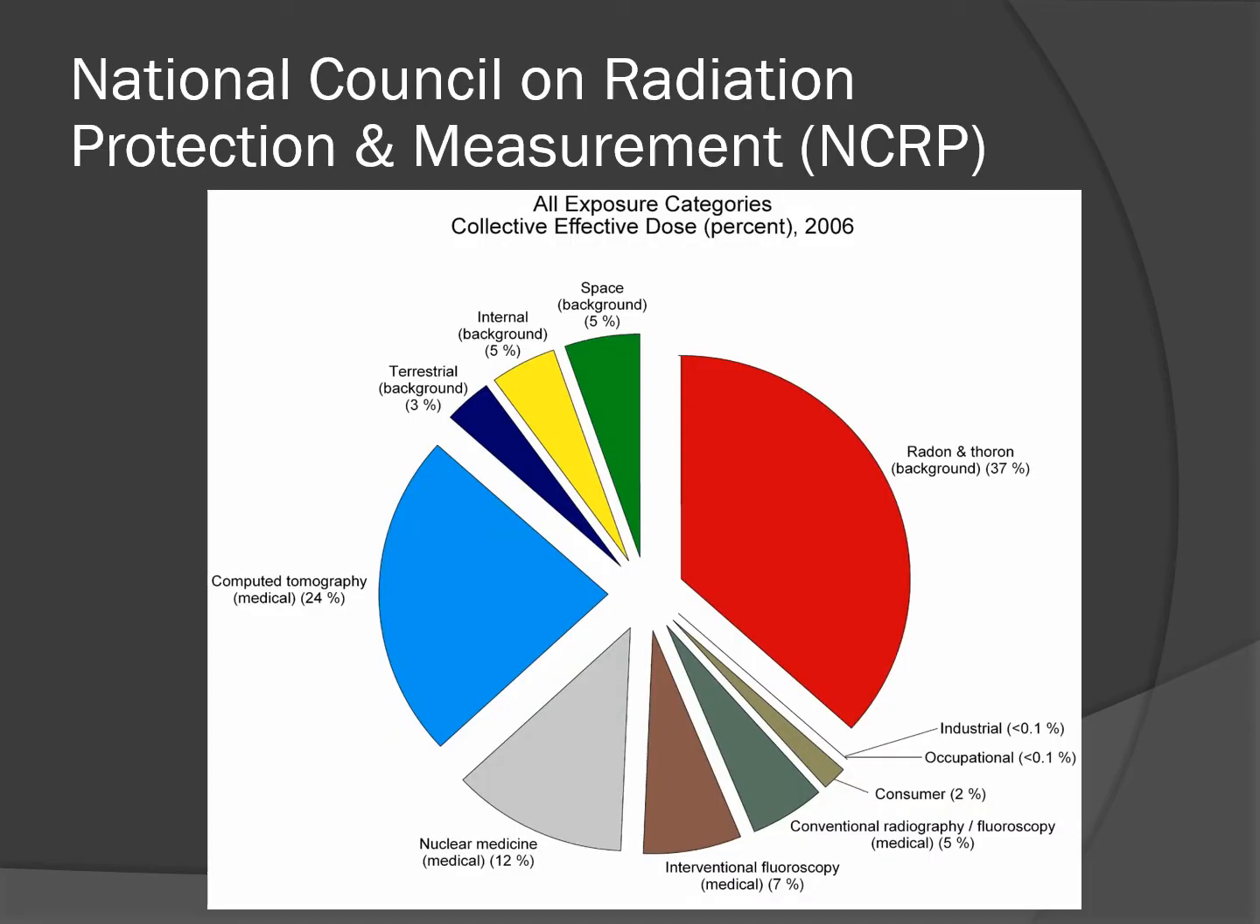This is another graph that breaks down the average dose to the population into more categories. So now it's broken the medical imaging into different areas. You can see that computed tomography accounts for 24% of the average dose, nuclear medicine 12%, interventional fluoroscopy 7%, conventional imaging like your regular chest x-rays only 5%. So you can see that the biggest areas are again from CT and nuclear medicine, where the patient dose is increasing.